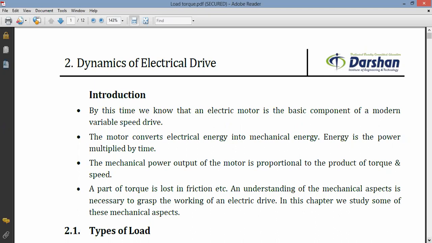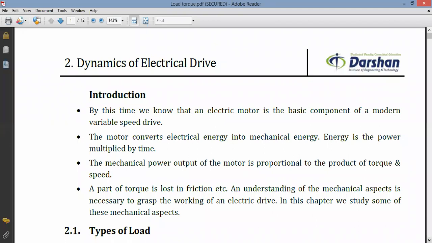A part of the torque is lost in friction. As we all know, in order to reduce friction, we use various gadgets like ball bearings, journal bearings and so on. So a part of the torque is lost in friction. An understanding of the mechanical aspects is necessary to grasp the working of an electrical drive.